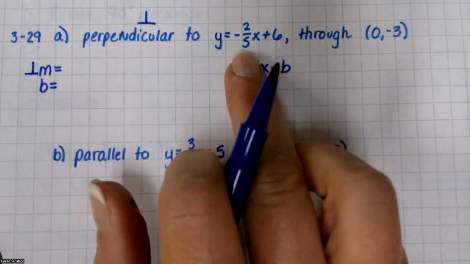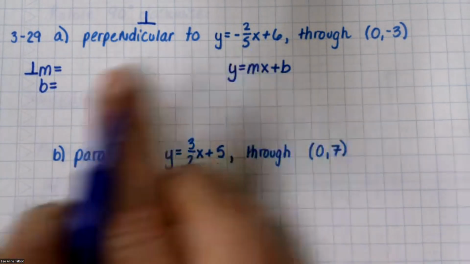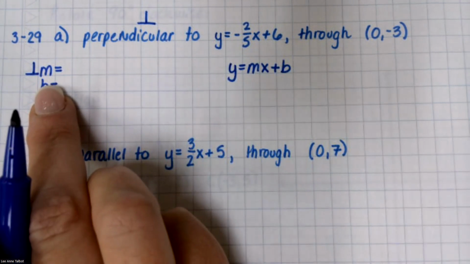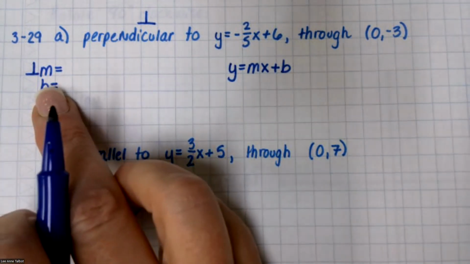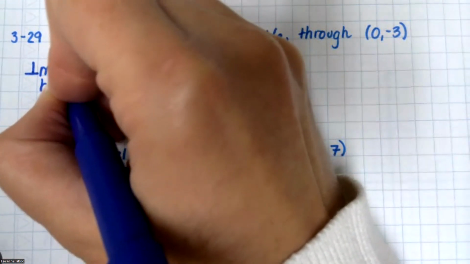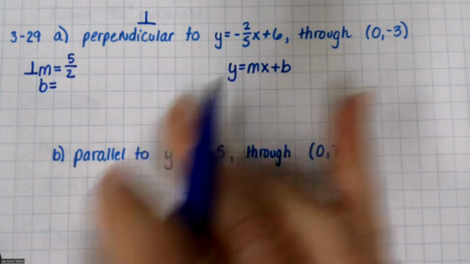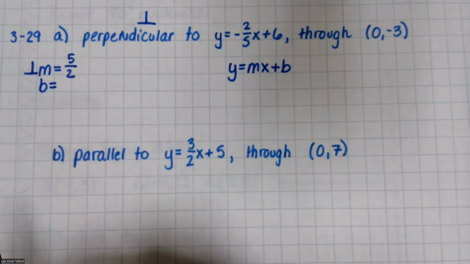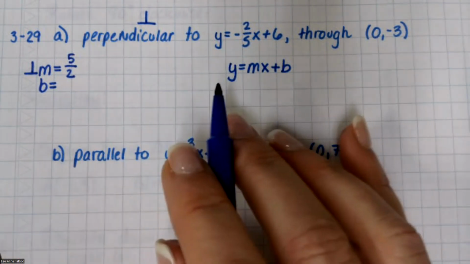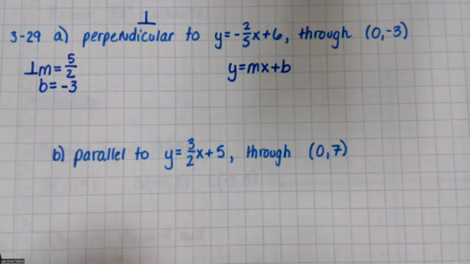Okay, the slope is -2/5. What would the perpendicular slope be? Yeah, so flip and make it positive. Okay, now this problem is special. They gave you b. Can you tell what b is? Nope. -3. Please stop yelling stuff. Thank you.